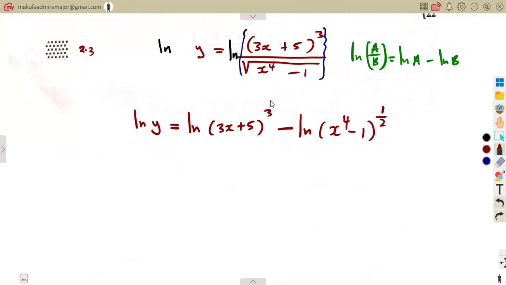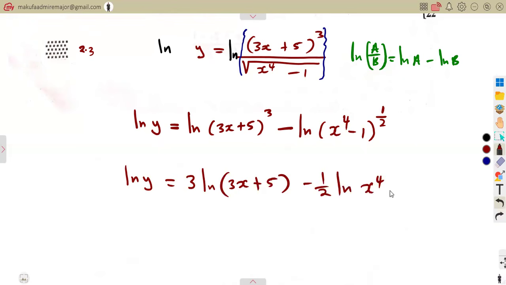So having the power, we can drop these exponents. Remember, a log, when affected by an exponent, you can drop the exponent to multiply the logarithm. So this is going to be 3 ln(3x + 5) minus half ln(x^4 - 1). This is what you're having. So at this stage, you can differentiate.